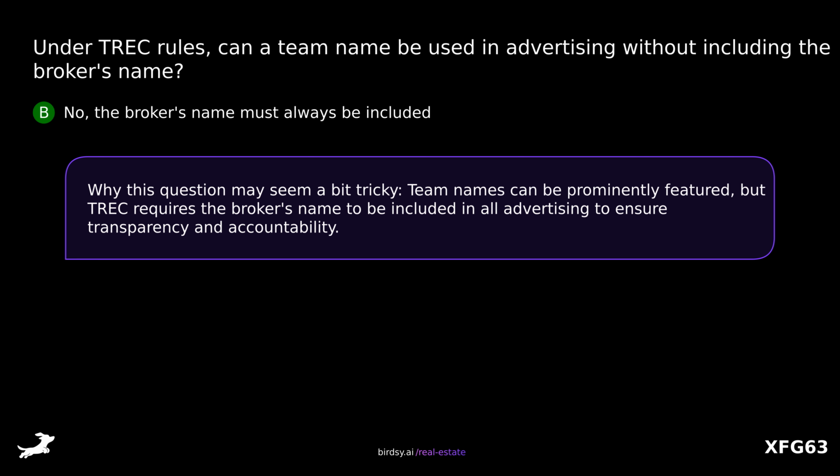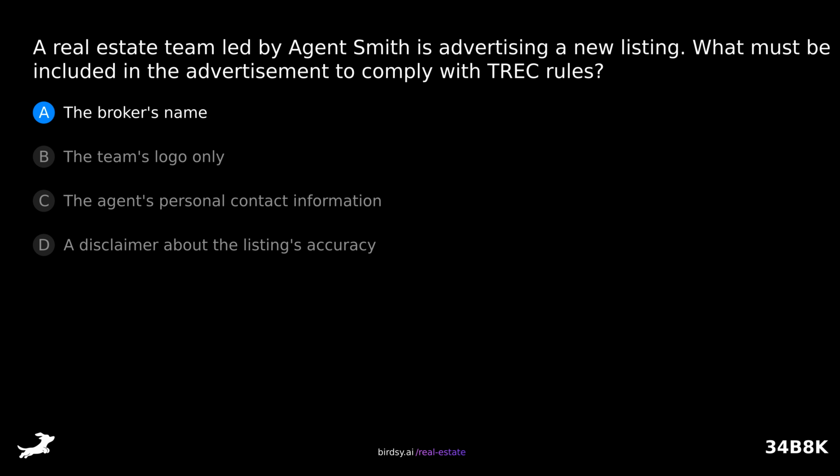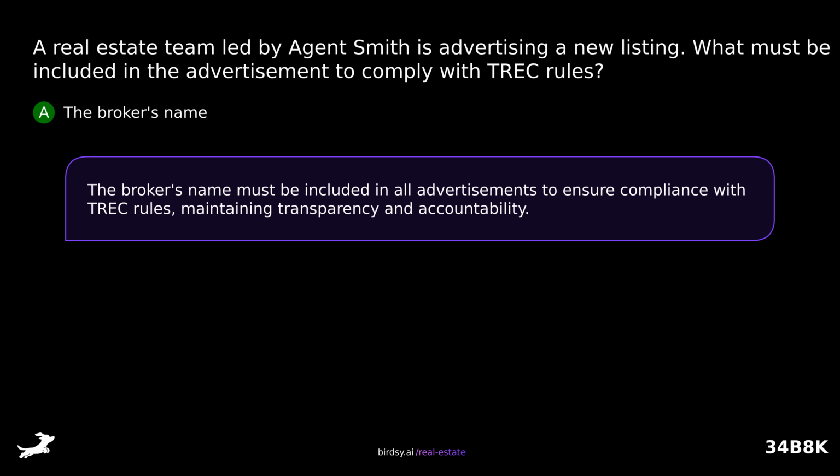transparency and accountability. A real estate team led by Agent Smith is advertising a new listing. What must be included in the advertisement to comply with TREC rules? Is it A, the broker's name? B, the team's logo only? C, the agent's personal contact information? Or D, a disclaimer about the listing's accuracy? The answer is A, the broker's name. The broker's name must be included in all advertisements to ensure compliance with TREC rules, maintaining transparency and accountability.